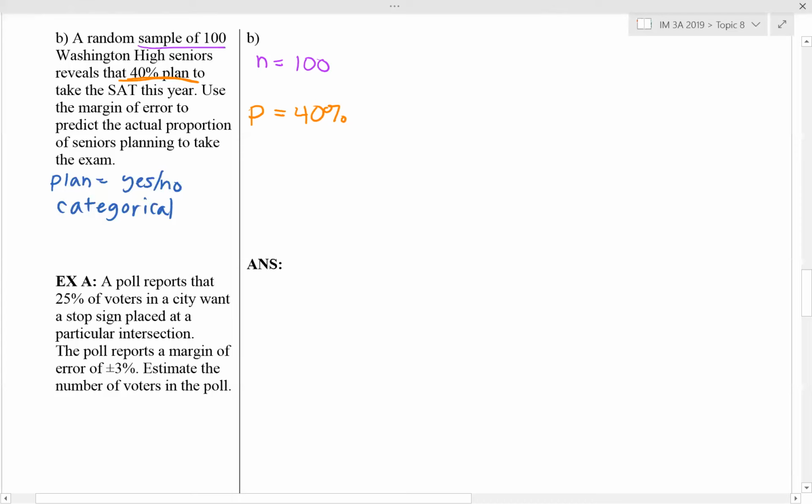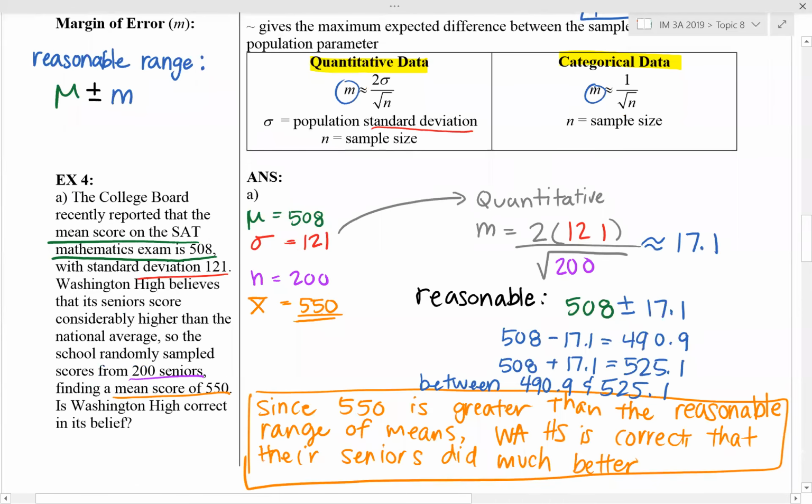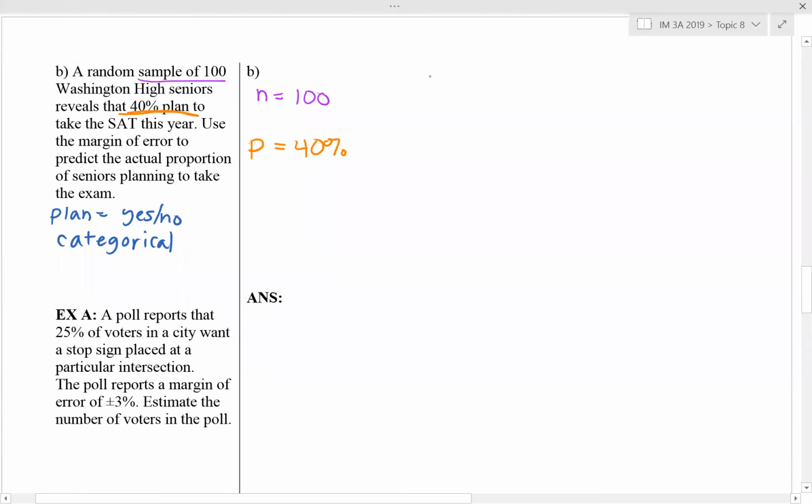So since we're looking at a categorical question, we're going to use the other formula, which is just 1 over the square root of n. Our sample size is 100. So the margin of error is 1 over the square root of 100, which is 1/10 or 0.1. Since this is given to us as a percent, let's say that is 10%.